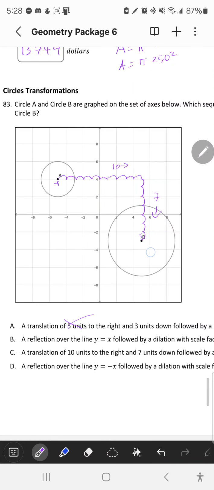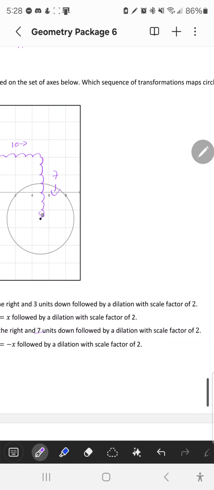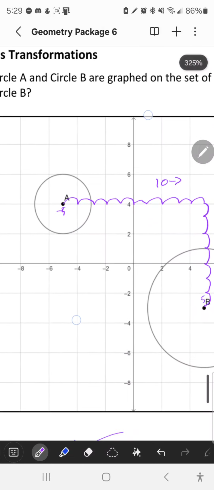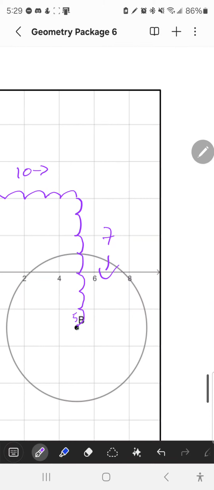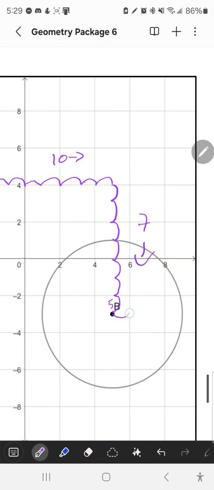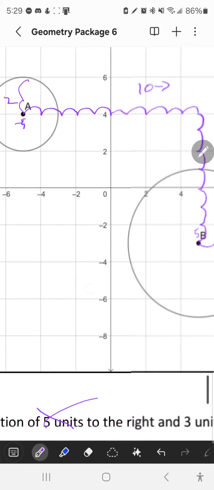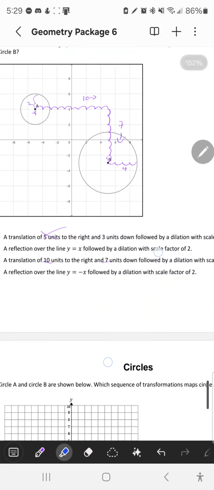Okay, this is not a reflection. Could be, but we have 10 to the right, 7 down, and then we have a dilation times 2. Let's see if that fits. Here we have 1, 2 as the radius, so let's see if we have 4 as the radius. So here we have 1, 2, 3, 4. So yeah, 4 is 2 times 2. So it seems that it is choice C.